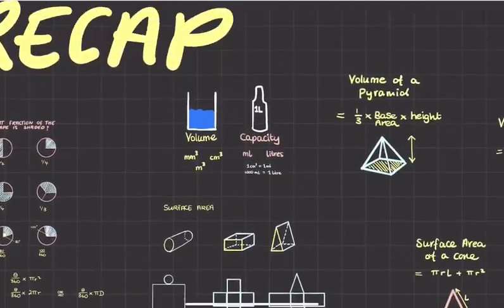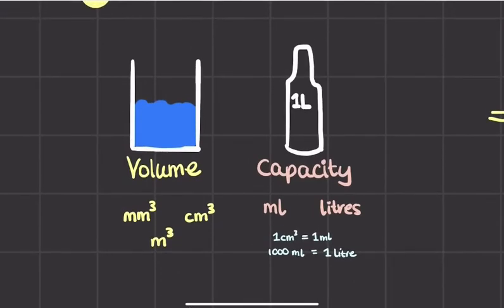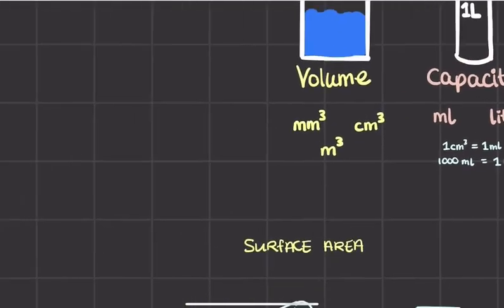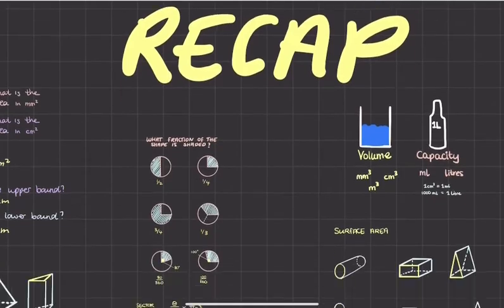We also talked about the difference between volume and capacity. Volume is often measured in these units. A volume is how much stuff you have, whereas capacity is how much you could fit in the container. That was basically the general idea there. And what's next here?